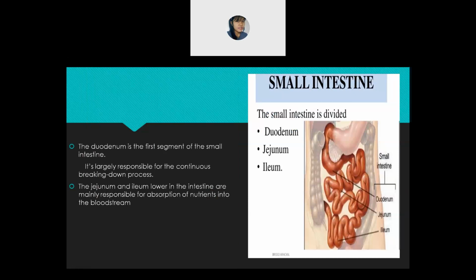And this duodenum, they are responsible for breaking down. Means they will break into smaller particles whatever food is coming from the stomach. Again they will break it. Okay, are you clear now? Yes. Okay.